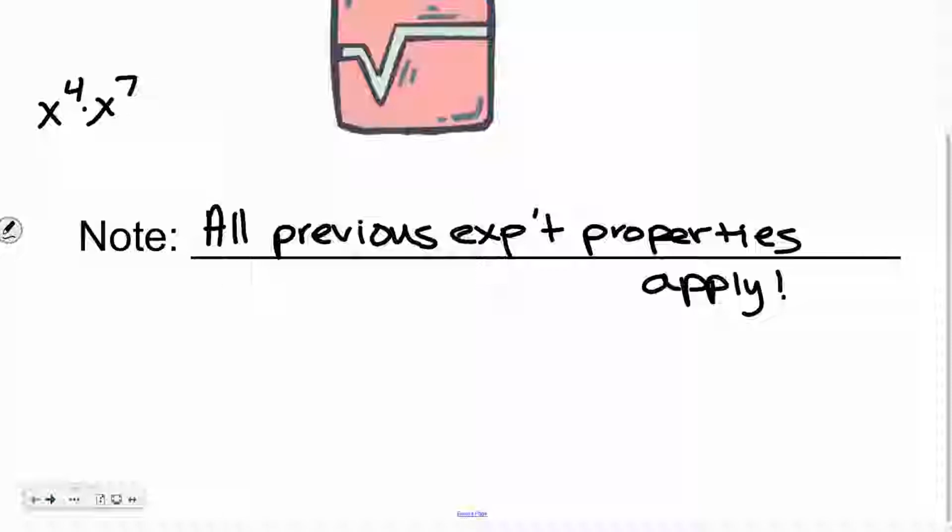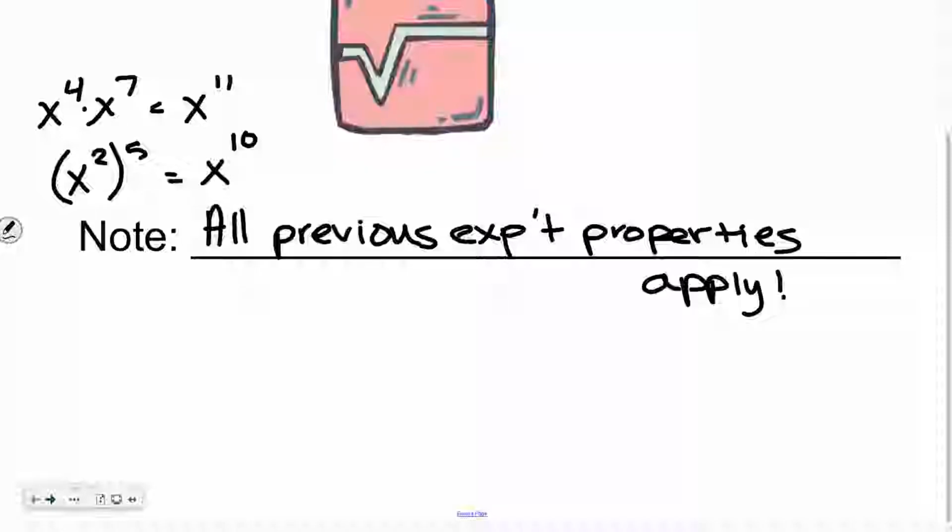Suppose I was doing x to the 4th times x to the 7th. You would tell me to do what? Add your exponents. That would be x to the 11th. Or if I was doing something like x squared raised to the 5th, what should I do? Multiply my exponents, x to the 10th.